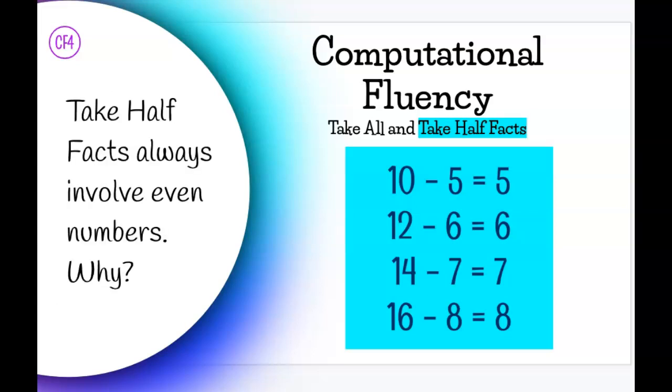Take half facts always involve even numbers. Why? You may have been thinking that you can only take an even number and split it in half so each side has a partner. If you split an odd number in half, well, it wouldn't really be in half. If you had 11 and you split it in half, would you have 5 on each side? No, one number would have to be 6. And that's not an even number.